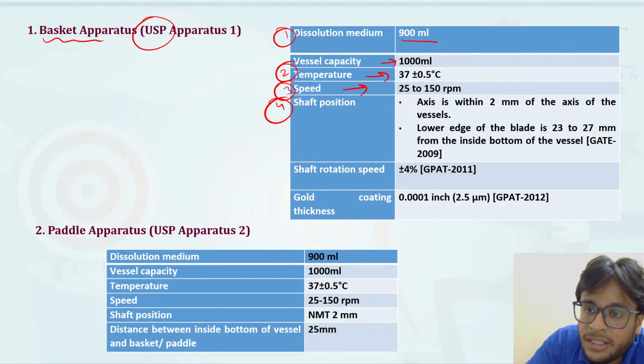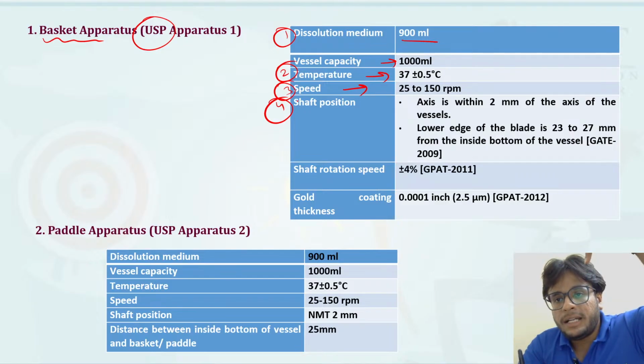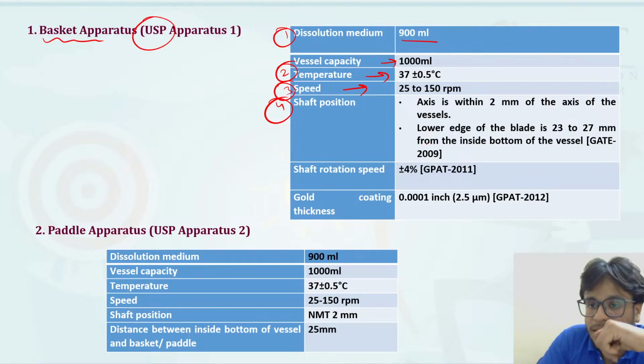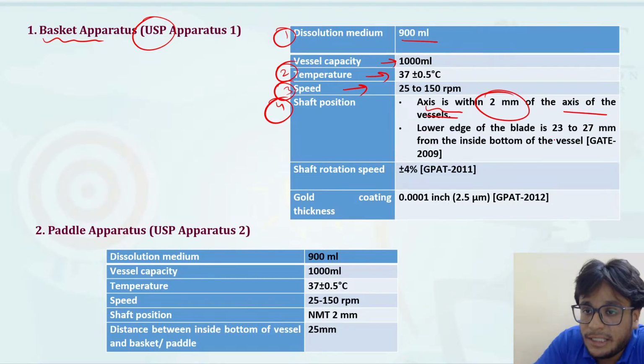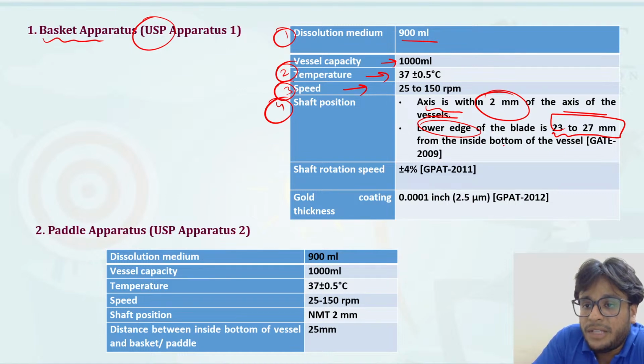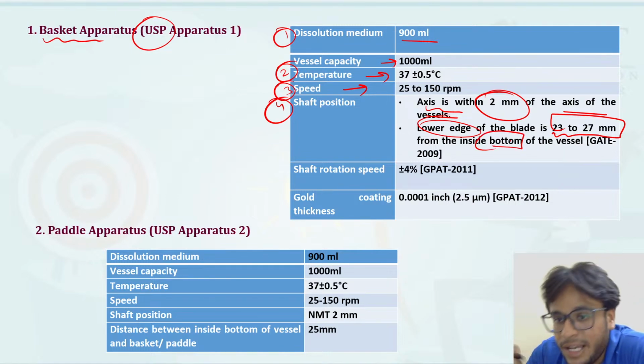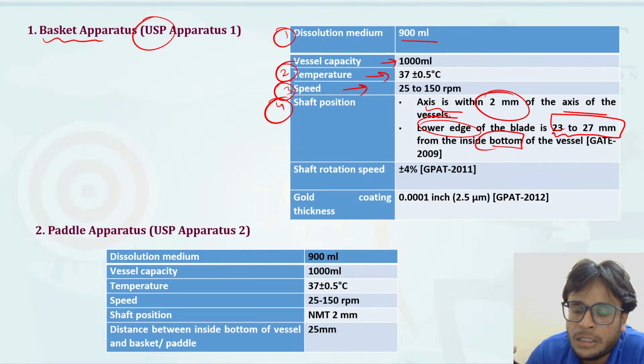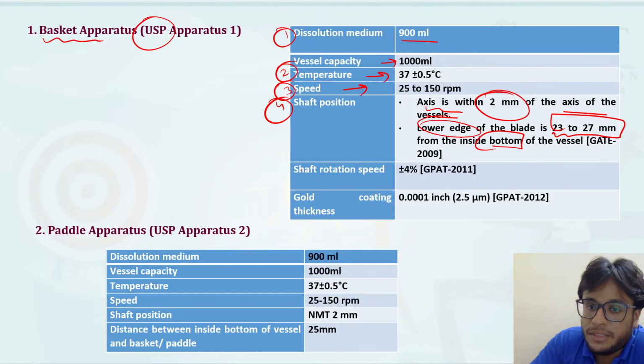The shaft has to be rotated at its axis, and it is only allowed to be within 2 mm from the axis of the vessel. We have already discussed the lower edge of the blade. The lower edge of the blade should be 23 to 27 mm away from the bottom of the vessel. We have already discussed why these small things are kept constant, because they can alter the rate of dissolution. And the fifth one, the shaft rotation speed is only allowed within plus minus 4%. Okay, not more than 4%.